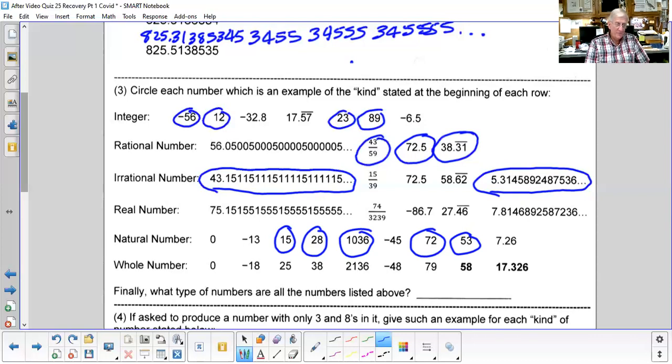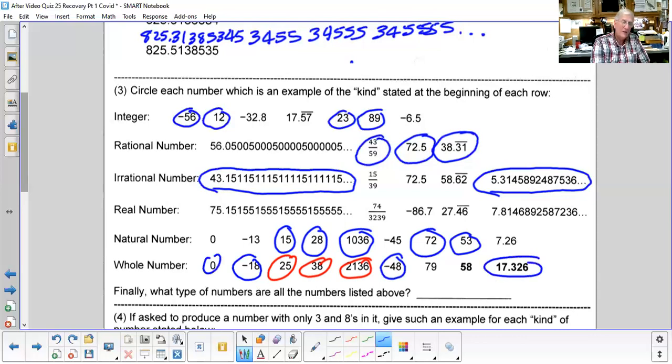Whole numbers. Well, you can't use -18 because whole numbers aren't negative. -48 can't be used. The rest are all whole numbers except this bugger on the end, which has a decimal on it, which makes it irrational. So, hey, I'm circling the wrong things, right? Let me circle them in red. All right, so the whole numbers are 25, 38, 21, 36. I was circling the things that were wrong in blue, right? So let me go back to that. So these are wrong. The ones in red are correct, right? Sorry about that. Didn't mean to confuse you.